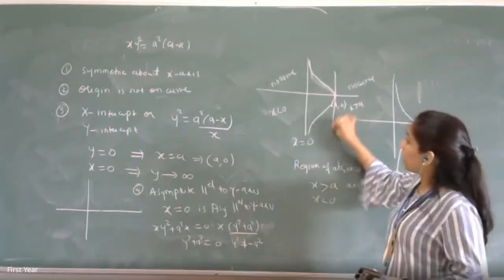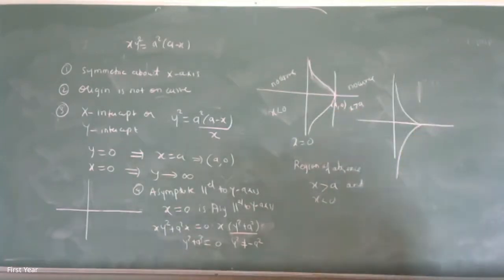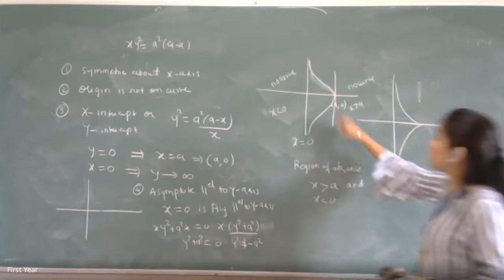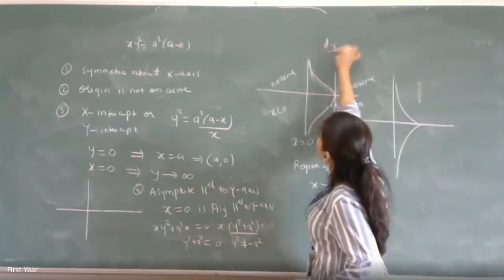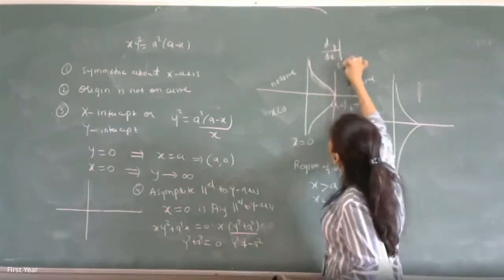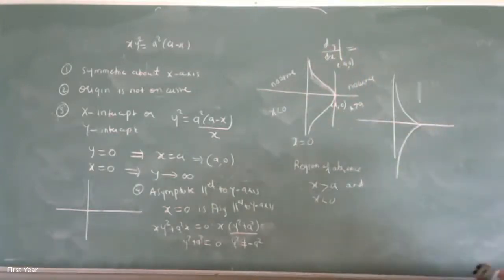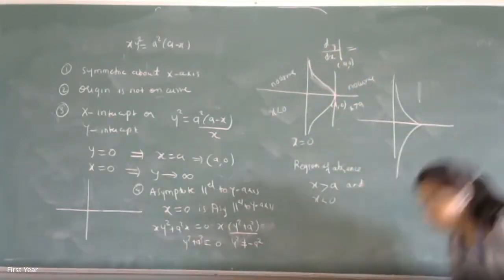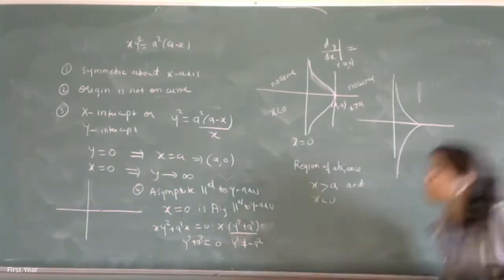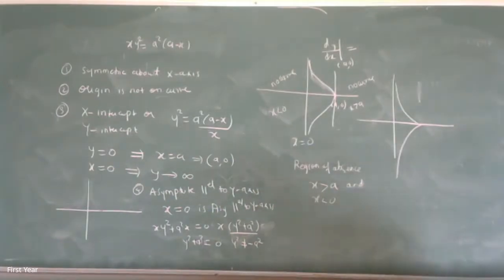And if this is the tangent, curve will be like this. Are you getting it? Yes, ma'am. तो कंफर्म कैसे करोगे? Find dy by dx at a comma 0. Find and tell me what it is, infinity or 0. क्या होगा? How will you find dy by dx?